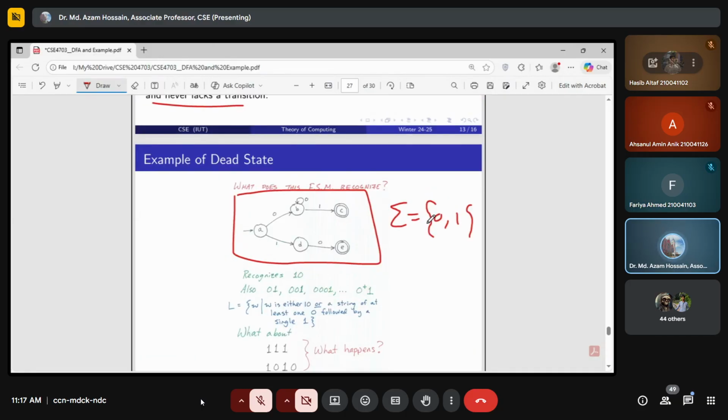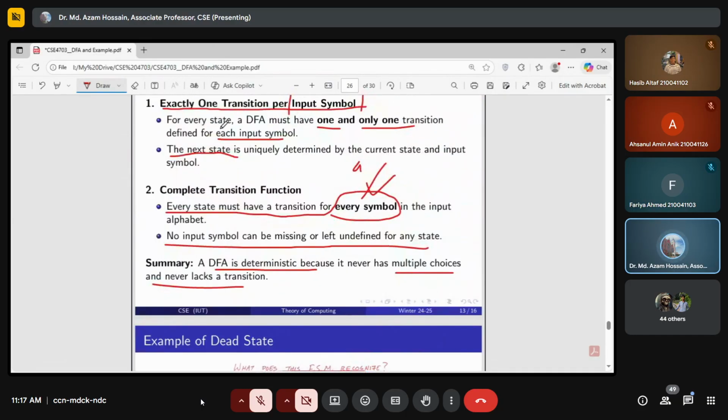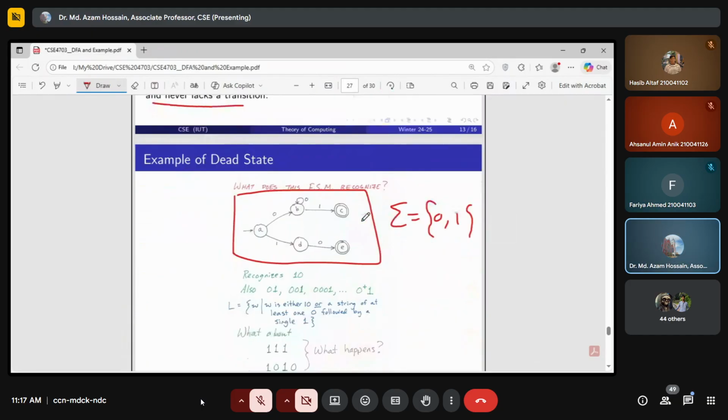And I also said that for every state, a DFA must have one and only one transition. Sorry, every state must have a transition for every symbol, right? Which state is missing that? A, it has 0 and 1. So state A is satisfied, and it has a transition for all symbols, for every symbol.